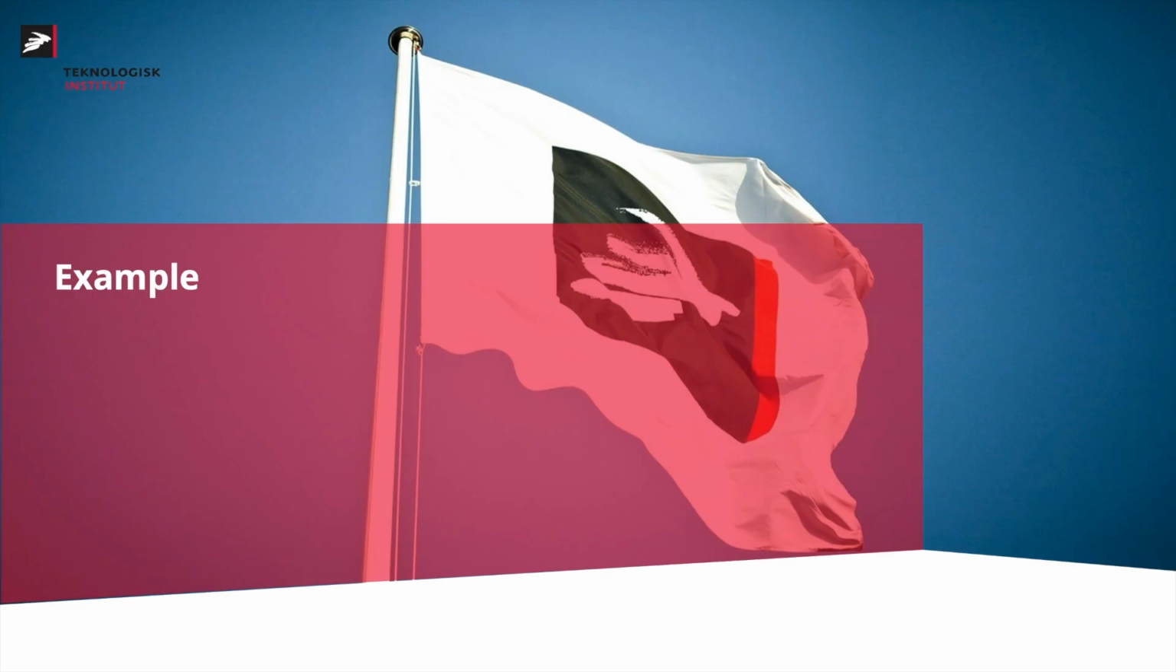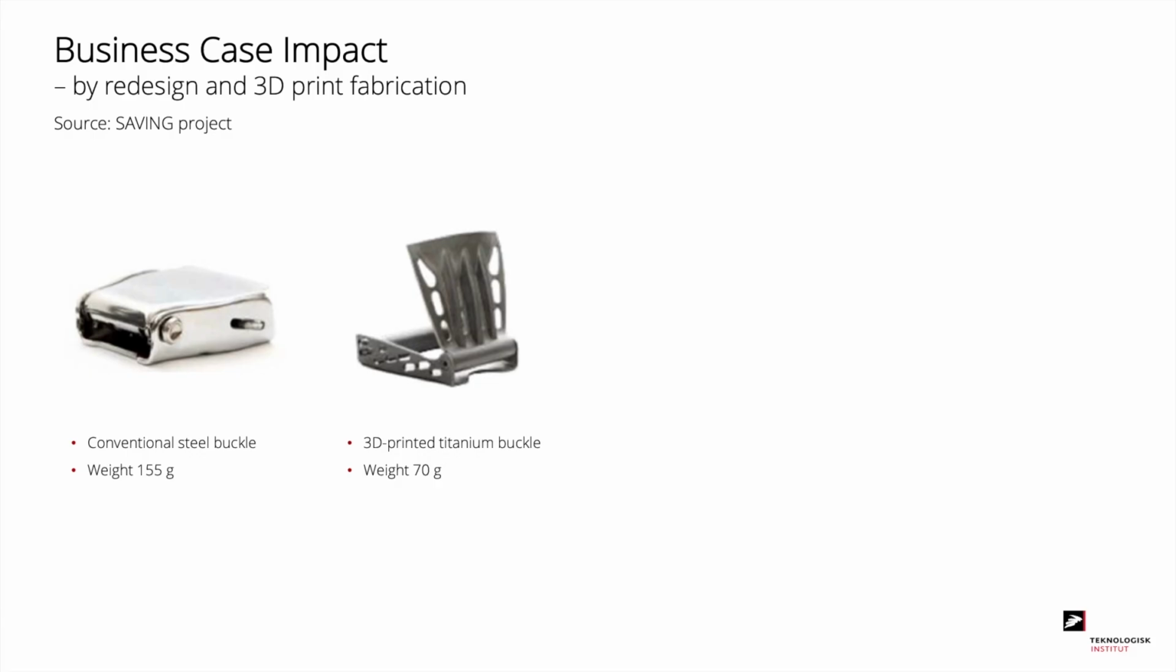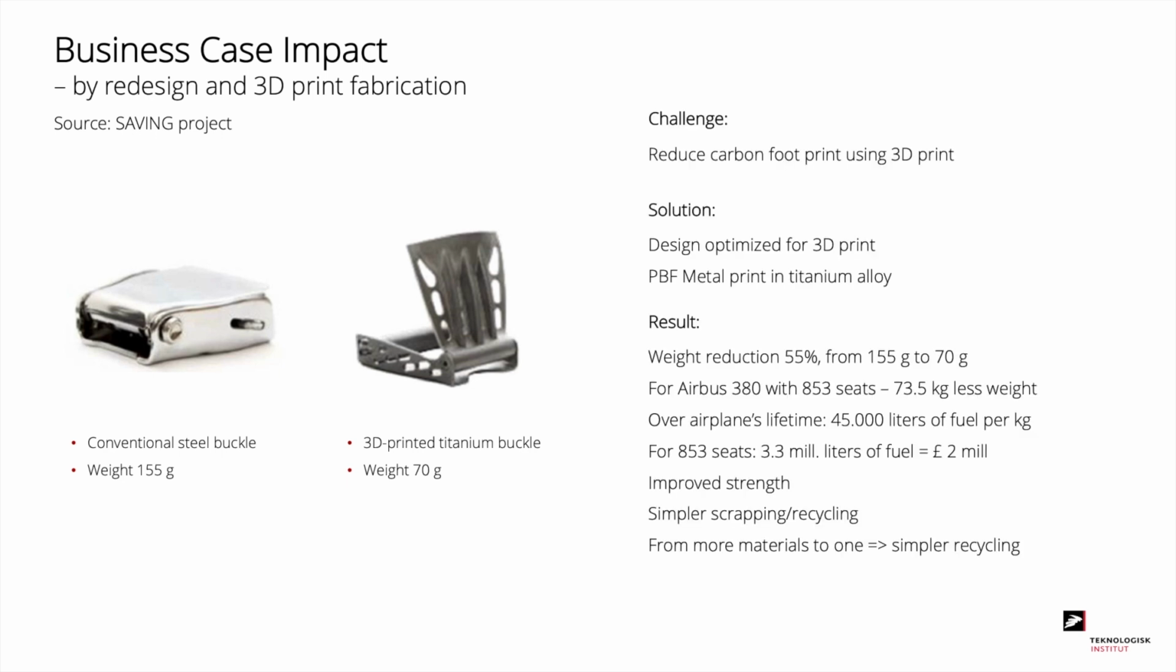Finally, we have an example where we illustrate what we have just been through. The example shows a flight buckle for a safety belt. To the left you have a traditional buckle, and to the right you have a buckle optimized for additive manufacturing. The challenge is to reduce the carbon footprint by using 3D print.